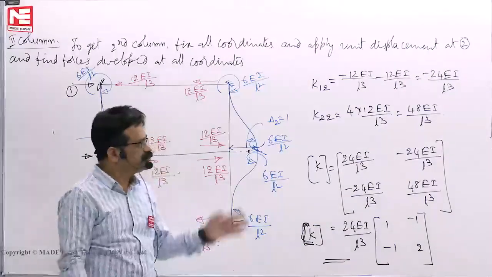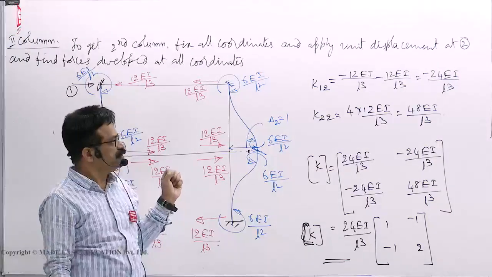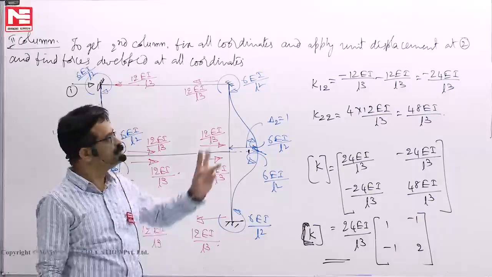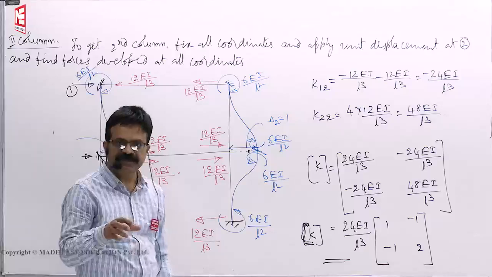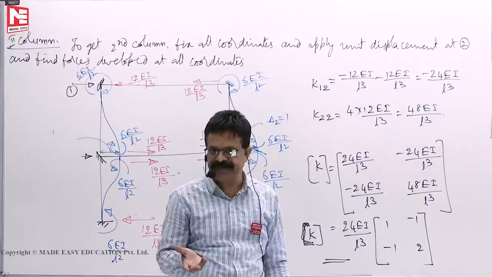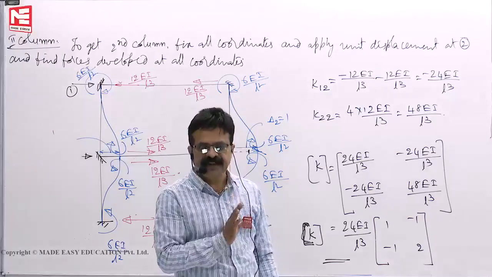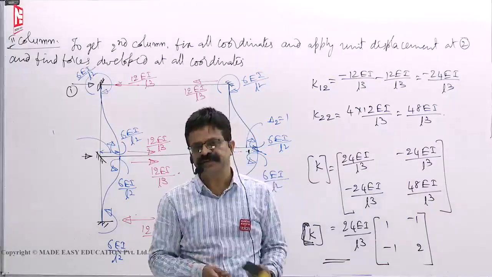Okay. Now we will see the analysis of redundant trusses by using the stiffness matrix method. If at all in the examination any redundant truss is given, meaning an indeterminate truss is given, that has to be solved by the stiffness matrix method. Otherwise, within our stipulated time, you cannot analyze indeterminate trusses.